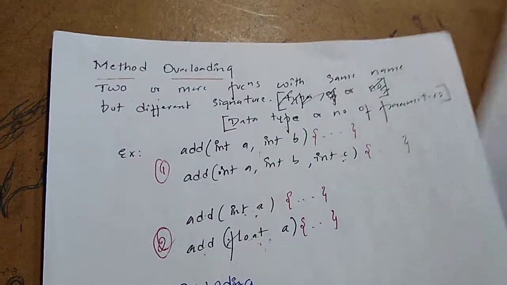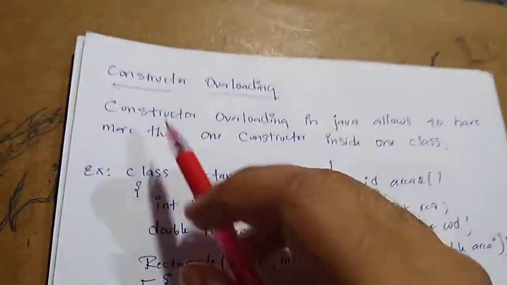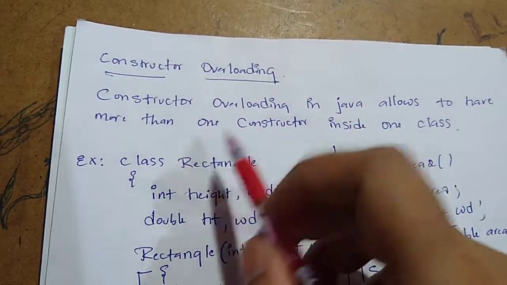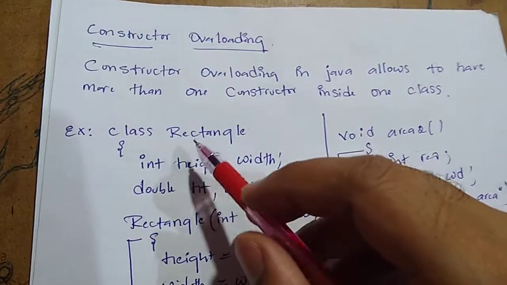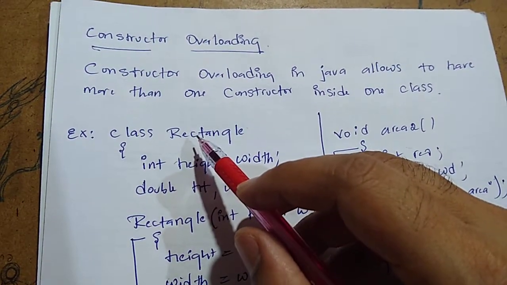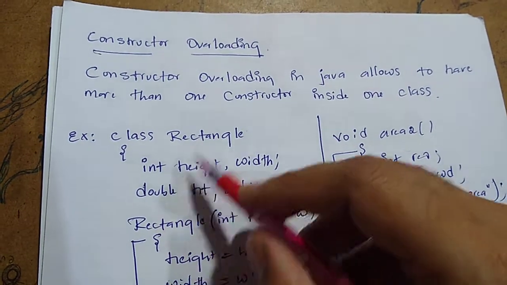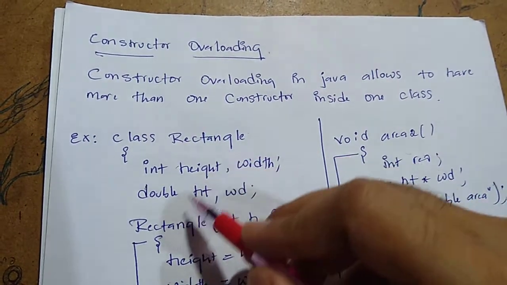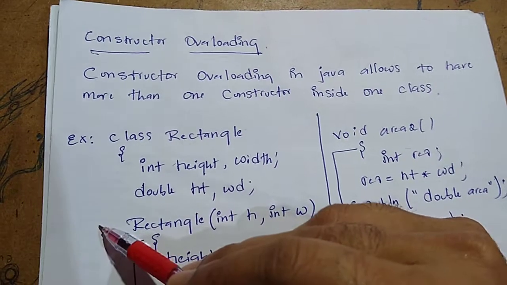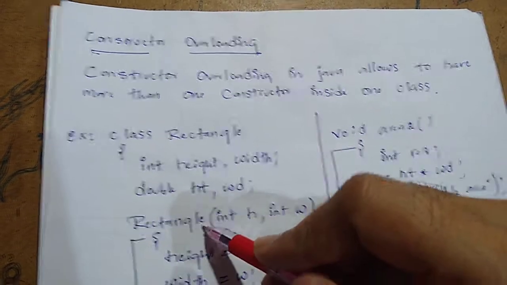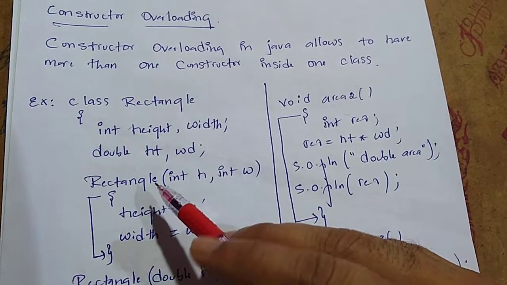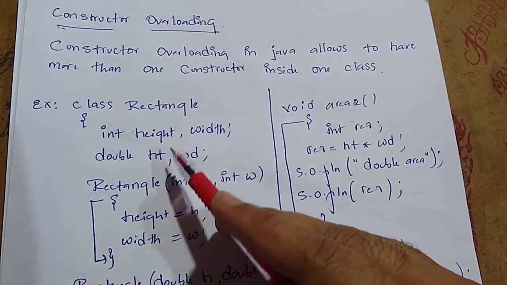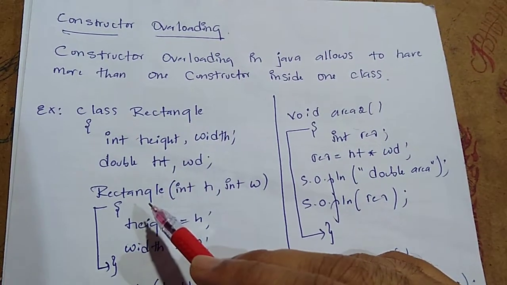Now we will see what constructor overloading is. Constructor overloading in Java allows you to have more than one constructor inside one class. So the meaning is the same. You know the meaning of a constructor. What is a constructor? It's a special member function with the same name as that of the class. Whatever name the class has, the constructor must have the same name. It has no return type, not even void, and it is executed whenever you create an object. We use a constructor to initialize the data members.